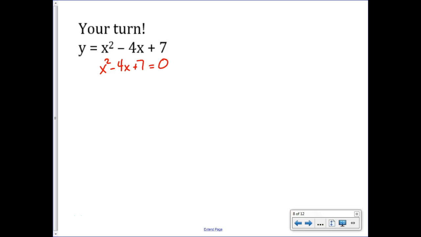We'll deal with some that are y equals later on. So if you want to try this on your own, go for it. I'm going to walk you through it, so you can either be checking your answer with me or walk through another one with me right now.